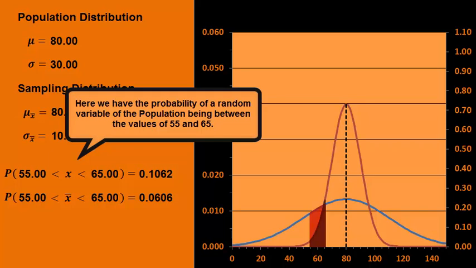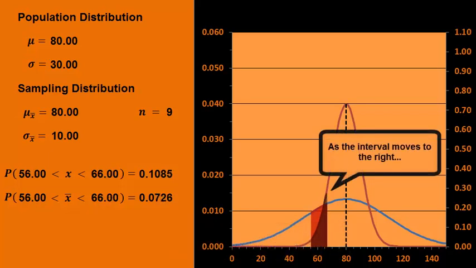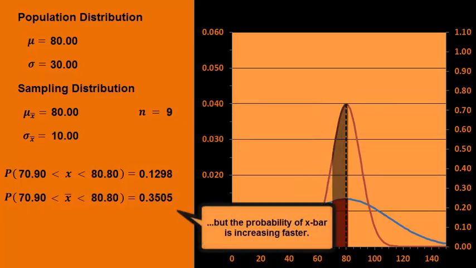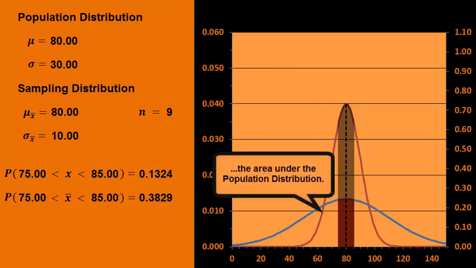Remember what the difference between these two probabilities is. Here we have the probability of a random variable of the population being between the values of 55 and 65, while here we have the probability of a mean of a random sample of size 9 being between the values of 55 and 65. As the interval moves to the right, both probabilities increase, but the probability of x bar is increasing faster. When the interval straddles the mean, we can see that the area under the sampling distribution is greater than the area under the population distribution.